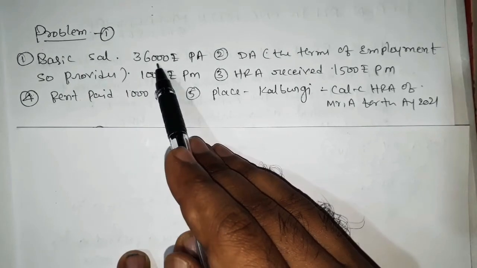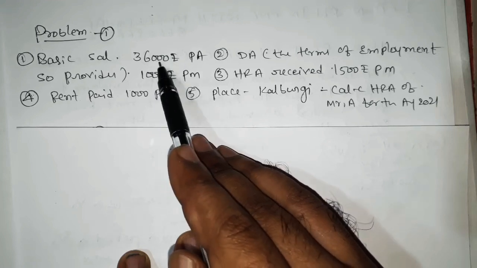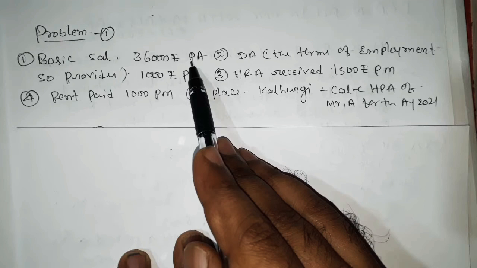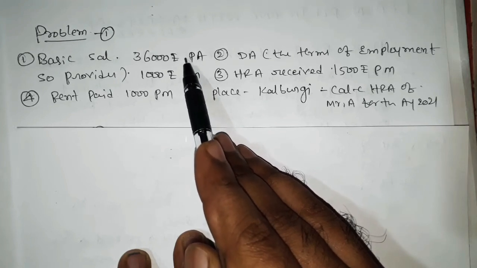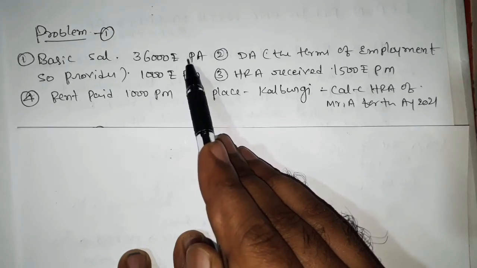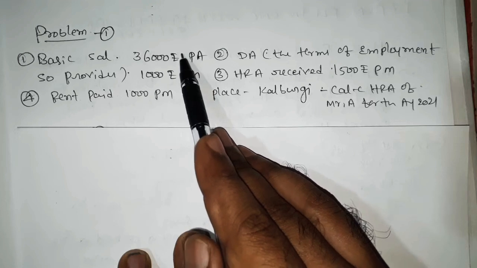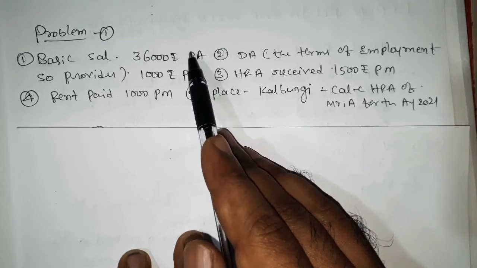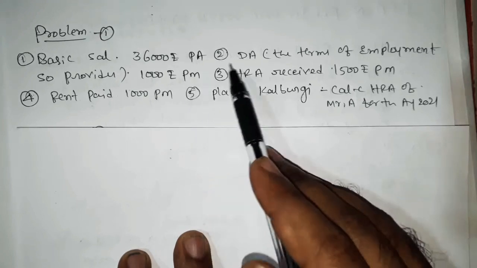Firstly, basic salary 36,000. You need to check whether it has been provided per annum or per month. If it has been provided per month, you need to multiply it by 12, and you will get the per annum figure. We need to put the per annum salary.